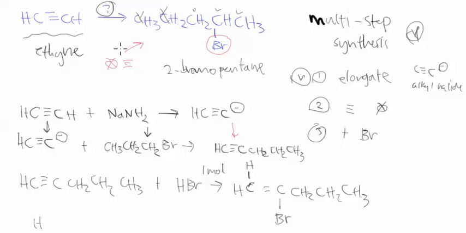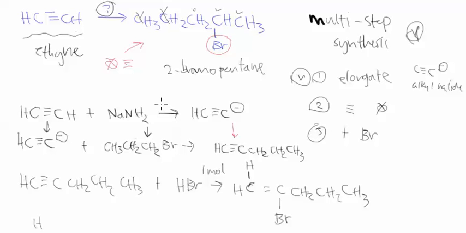Okay, so in the previous video, we looked at this example of a multi-step synthesis problem. We started with ethene, and we ended up with 2-bromopentane, and we went through a series of steps in order to get to this product. So the very first thing we said, we had to elongate the carbon chain, and then we had to get rid of the triple bond, and we had to put a bromo group onto the molecule.